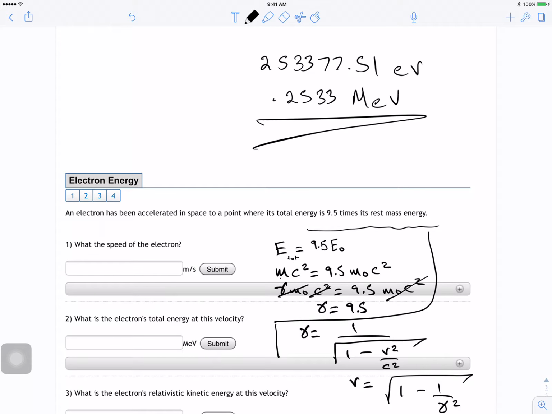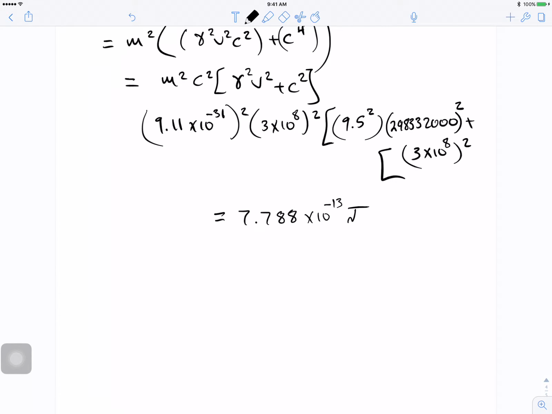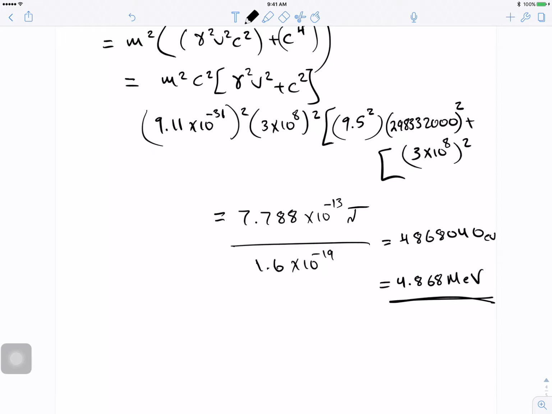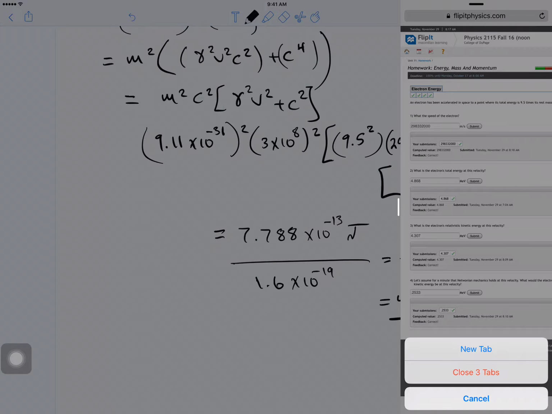And the question, if you go back to it, is asking in million electron volts. So what we do is we divide the answer we got by 1.6 times 10 to the negative 19. For this one I got 4868040 electron volts, which is 4.868 million electron volts. Cool. Now let's check that out. Yep, it is like that.